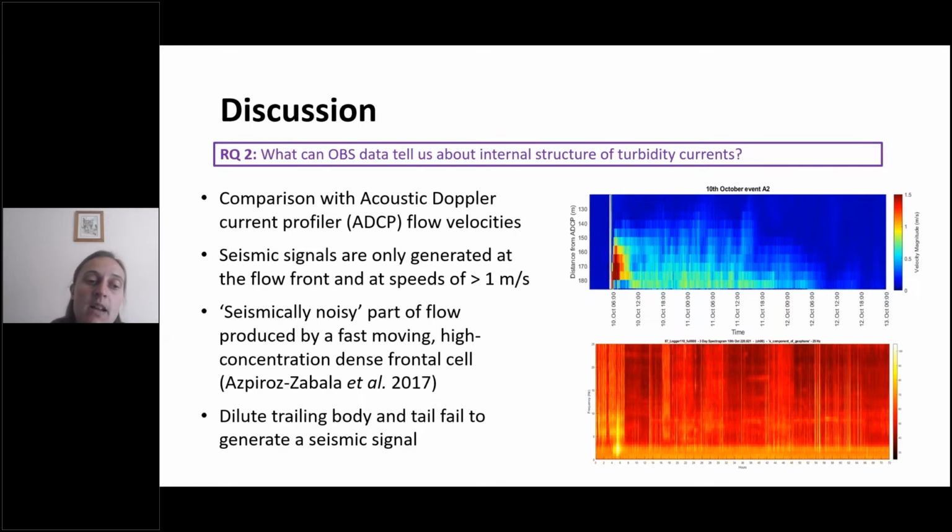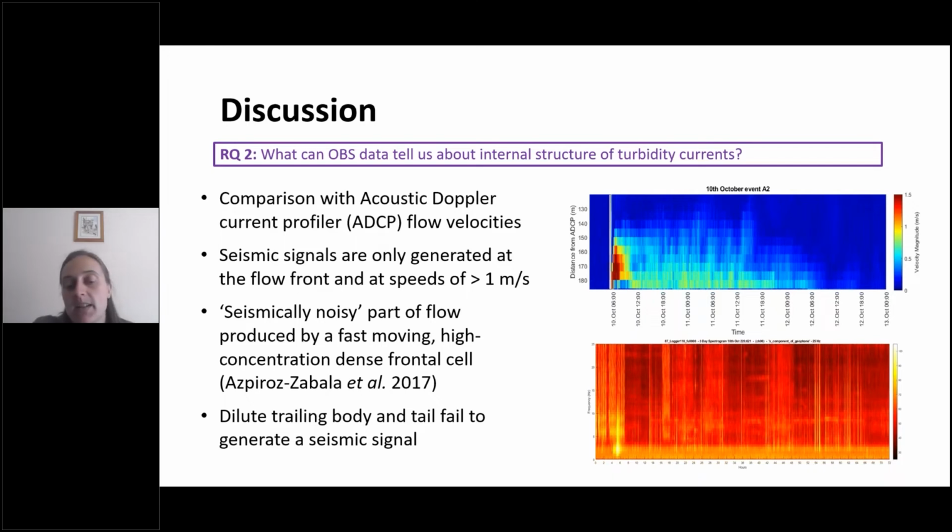Based on previous work, we've interpreted that what we're calling the seismically noisy part of the flow is produced by a fast-moving, high-concentration, dense frontal cell. And we've got a few lines of evidence for this. Previous work has inverted ADCP data to get concentration and has shown that the front of the flow contains a higher concentration or a coarser grain size. Also, often when we had our flows recorded by the ADCPs, the moorings were moved slightly, suggesting that there was a very dense part of the flow able to tilt the moorings.